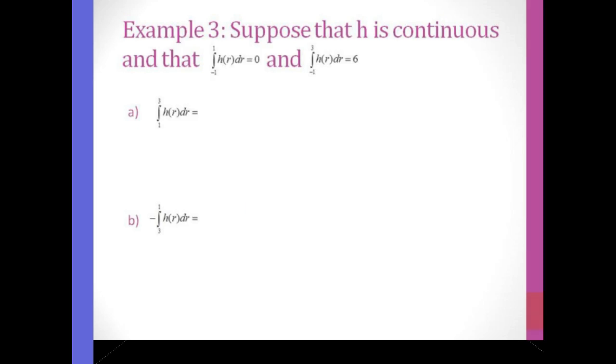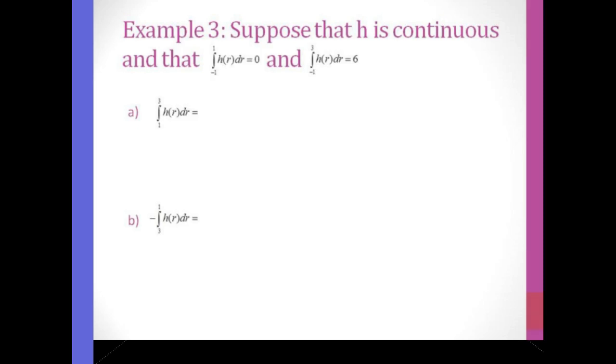How about example 3? So it says, suppose that h is continuous. So we go from negative 1 to 1, and we get that the integral of h of r dr is 0. And we have negative 1 to 3 of h of r dr is 6.